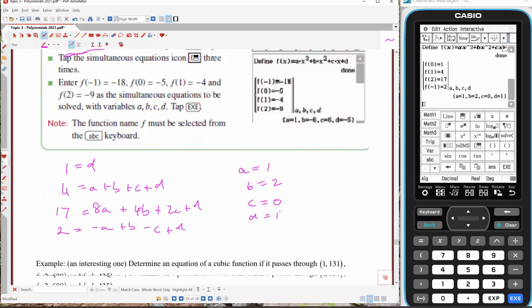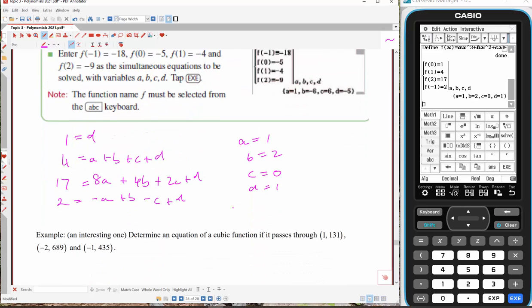Alright, so find the equation. So the equation is going to be y equals x cubed plus 2x squared plus 0x, which we're not going to include, plus 1. There it is.